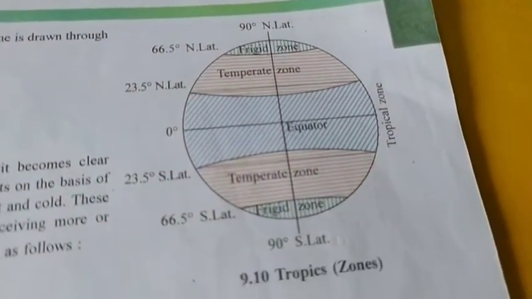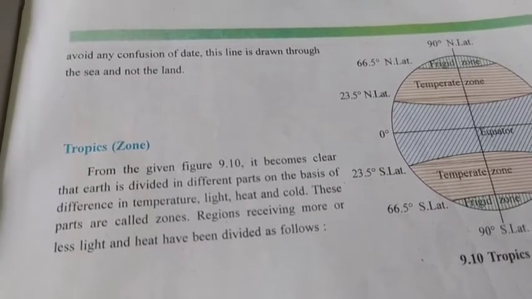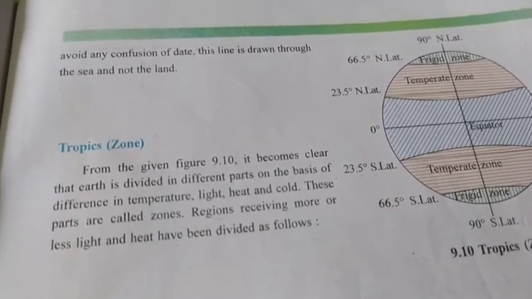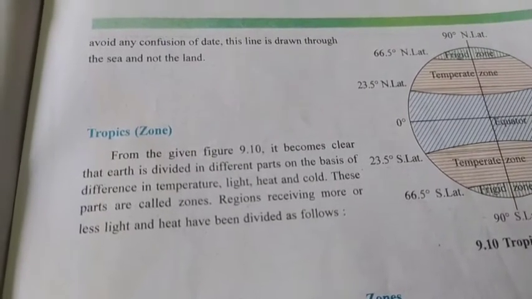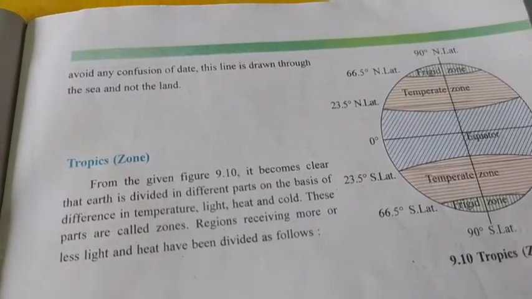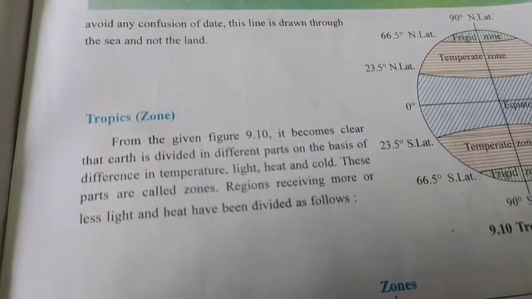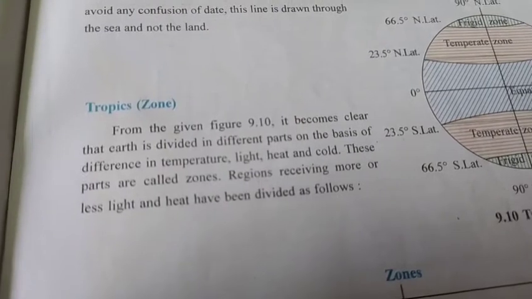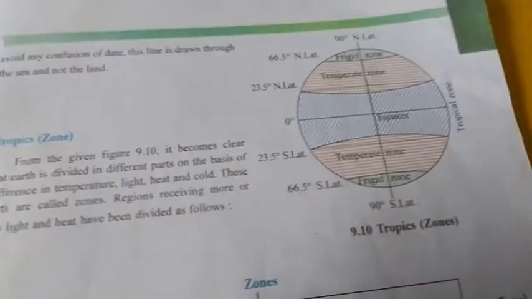So here is the picture of tropics. From the given figure 9.10, it becomes clear that the earth is divided into different parts on the basis of difference in temperature, light, heat and cold. You know very well that earth is divided into different parts on the basis of difference in temperature, light, heat and cold. These parts are called zones. So what is the meaning of zone? Here is the answer. Regions receiving more or less light and heat have been divided as follows.